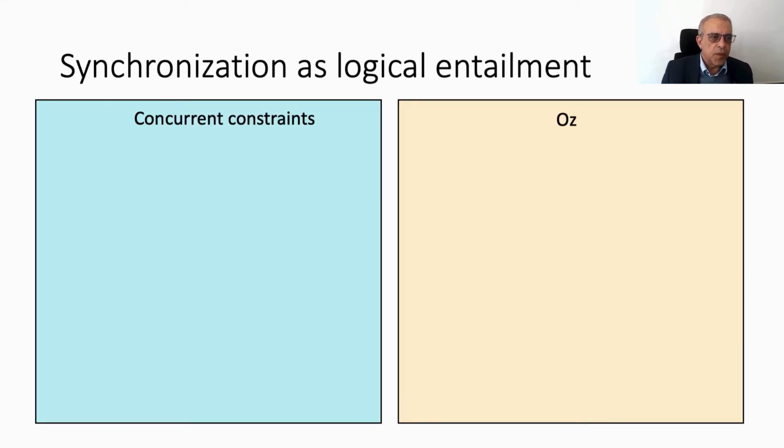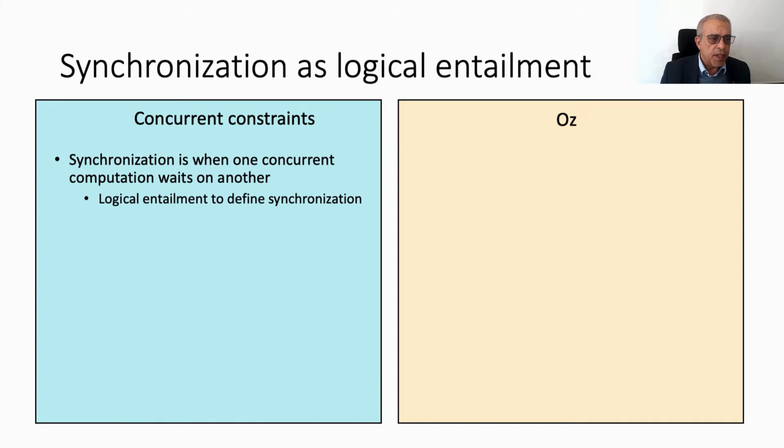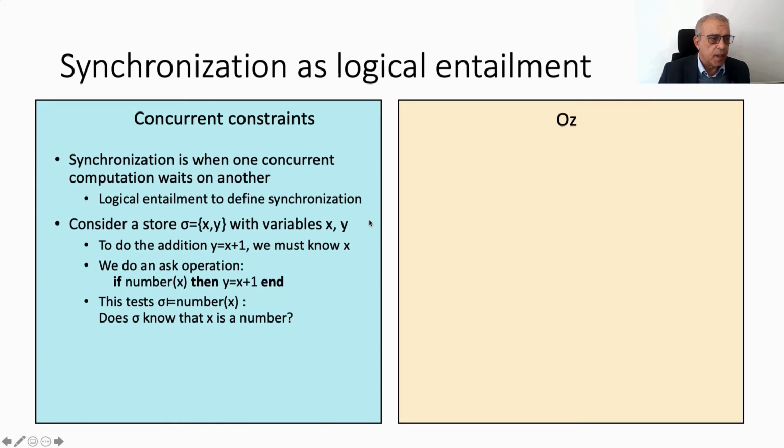So the point I want to show here is synchronization as logical entailment. Synchronization is when one concurrent computation waits for another. Logical entailment is used to define synchronization. So if we have a constraint store that consists of 2 variables that are unconstrained at this point, to do an addition y equal x plus 1, we must know x. And in fact, this implies that we are asking an operation here, asking if x is a number, then y is equal x plus 1. X is a number is a question of asking the constraint store: does the constraint store entail that x is a number? Okay.